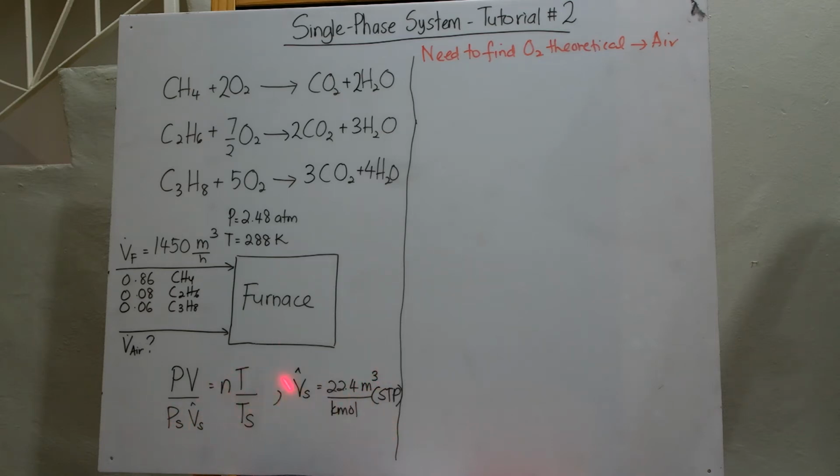So we know if it is STP, then we have to use this equation, still the ideal gas law, but with reference values. If we are using the reference values, PV divided by the specific molar volume of the standard equals nT over T standard. We know our specific molar volume at STP is 22.4 meter cube per kmol. This is what we know.